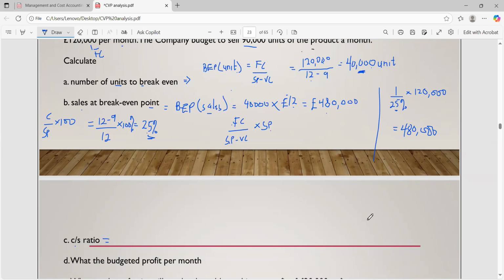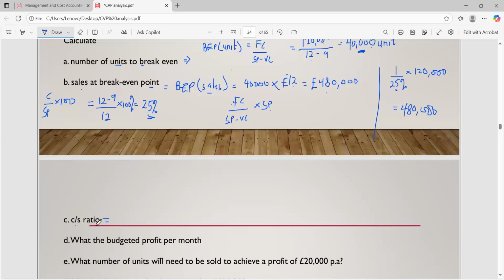All right, so we've already determined the contribution per sales ratio, which is the contribution over the selling price or the sales multiplied by 100, and we had 25%. So here we can boast of saying that we have our 25% intact.